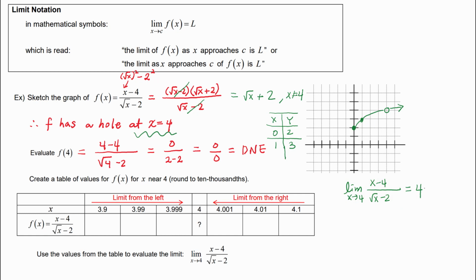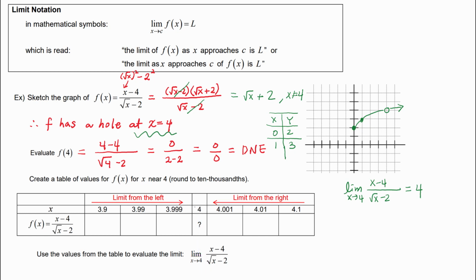Let's try to find the limit numerically this time. Here is my table, and in the middle of the table, I would put 4, since we're trying to find the limit as x approaches 4. So in the middle, you locate 4.